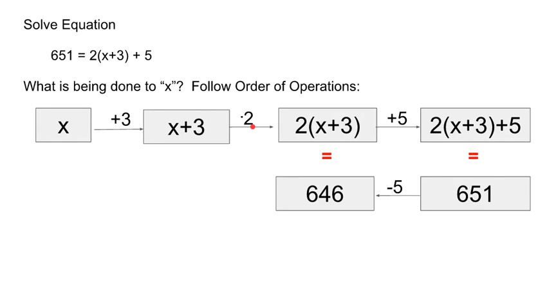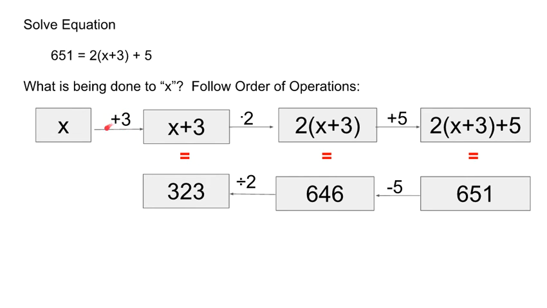Now we need to undo this times 2. How do you do that? Divide by 2. And if you divide 646 by 2, you get 323. Another way to think of that is, if 2 times (x plus 3) is equal to 646, that means x plus 3 has to equal 323, because 2 times 323 is equal to 646. So that means that x plus 3 has to equal 323.